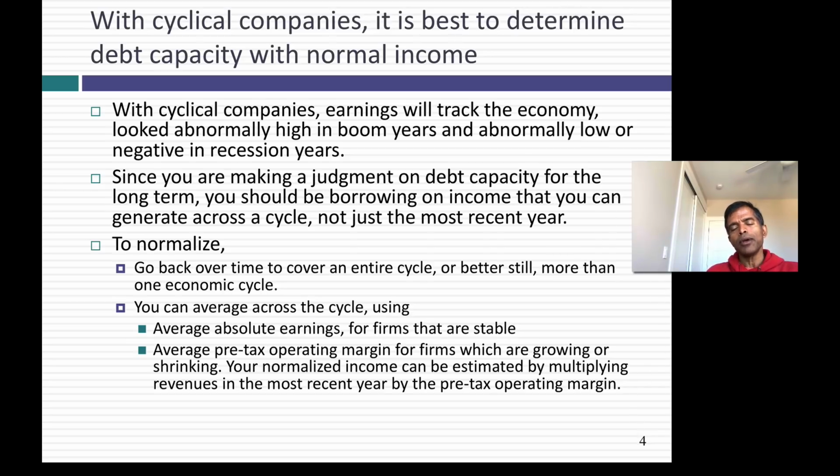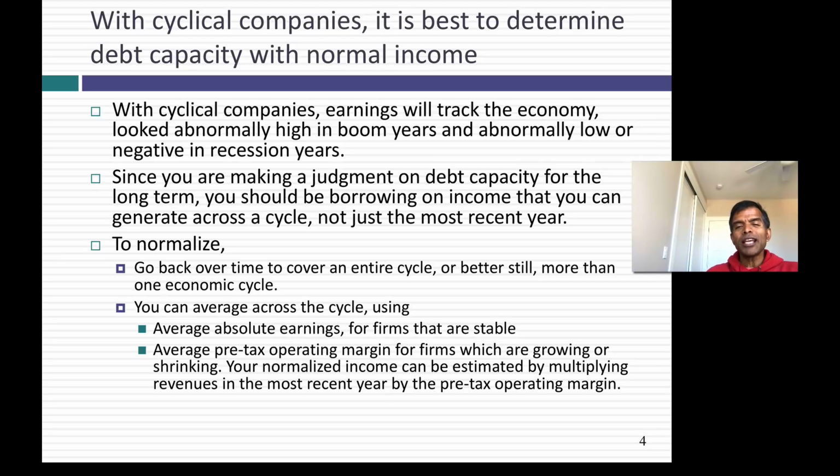Now the question is, how do you estimate that normalized income? The standard practice that many analysts use is to look at the average income across a cycle. So if a cycle comprises 10, 11 or 12 years, you take the income across those 10, 11 or 12 years and you average the income. Well, that might work if your company is not scaling. In other words, if it's not getting bigger or smaller.